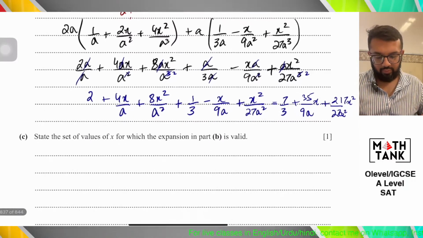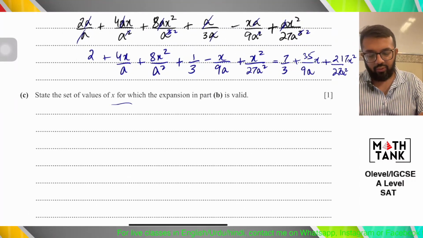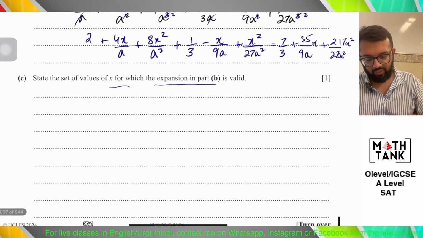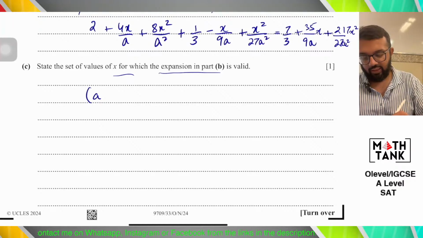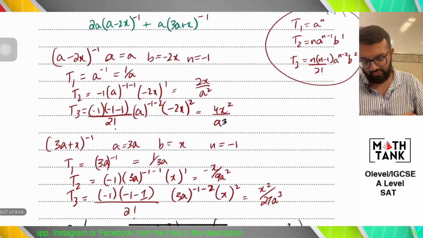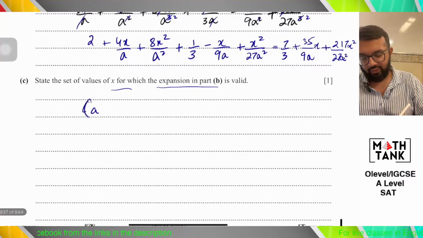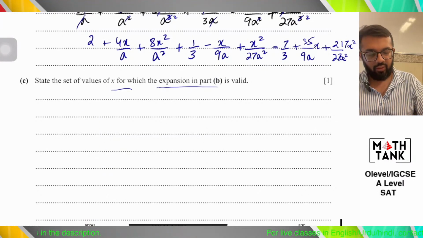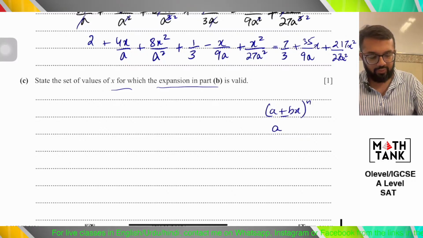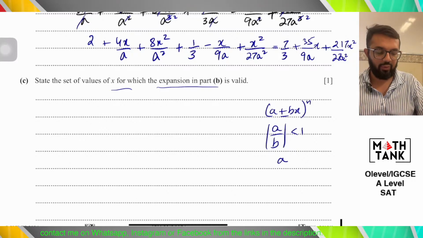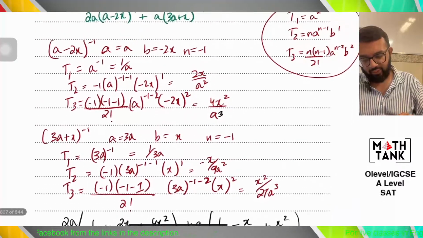Okay, so tough question. Then it says state the values for which the expansion is valid. Whenever you have an expansion a plus minus bx power n, then your expansion is valid for modulus of a over b less than 1, or you can say a over b is between minus 1 and 1. So this might be a little tricky in this question. Let's try to do it.